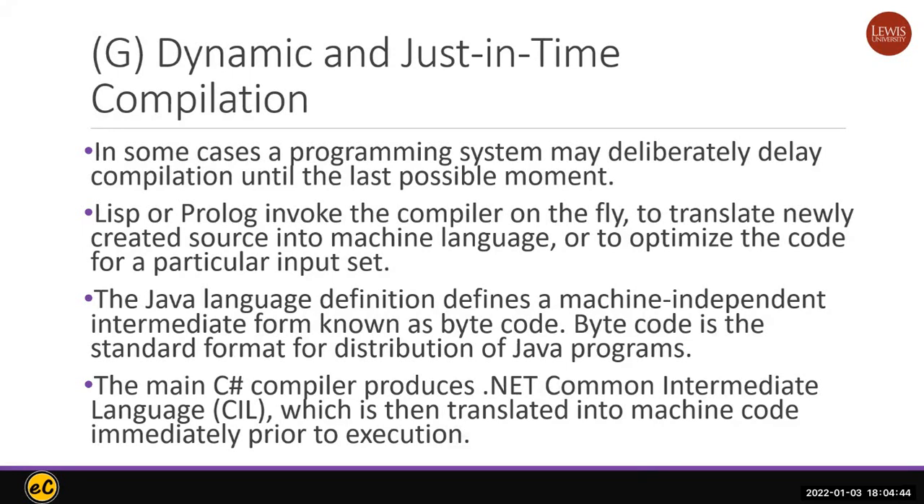When you want to run the program, at that time we do just-in-time compilation to compile the bytecode into the so-called machine code. By doing this, your program becomes more portable across different systems. You can send the bytecode to different locations to run, and you become machine or platform independent. The C# compiler produces .NET common intermediate language, called CIL, which is similar to bytecode.